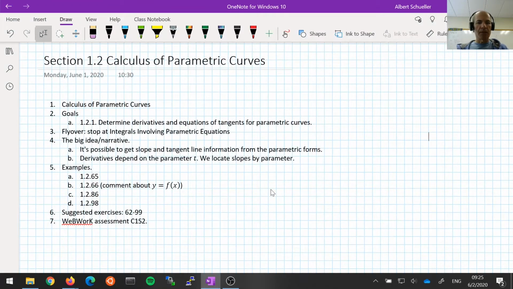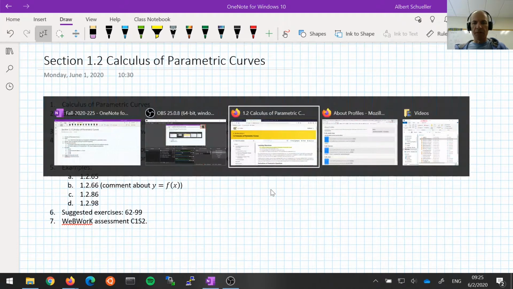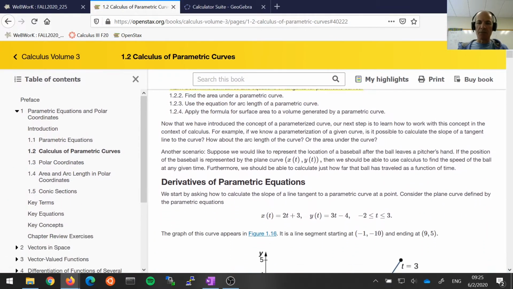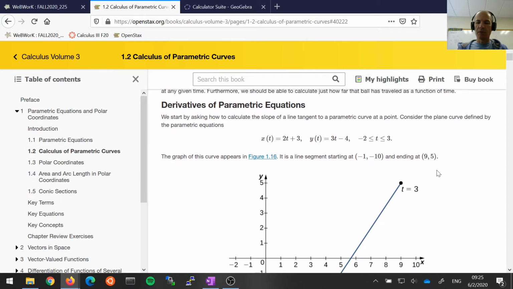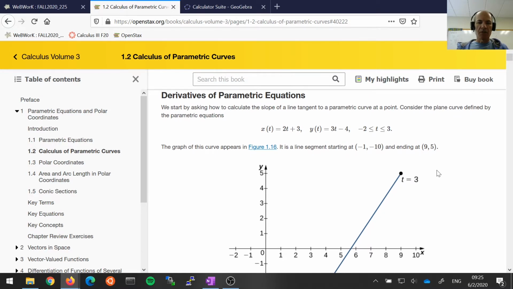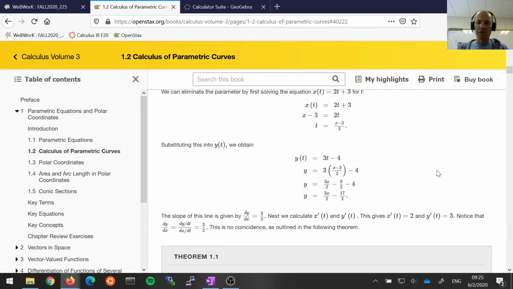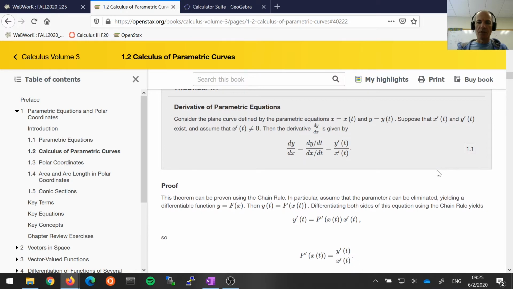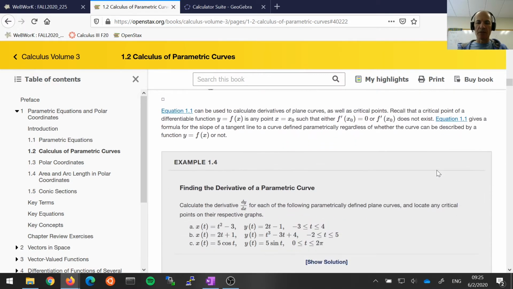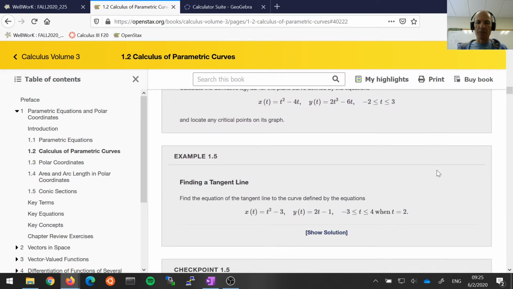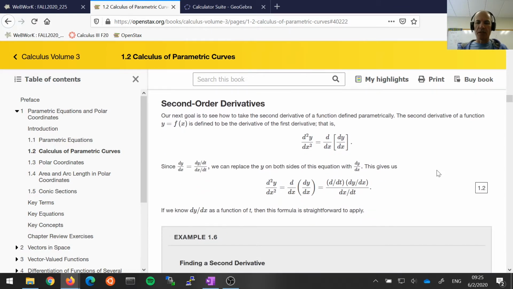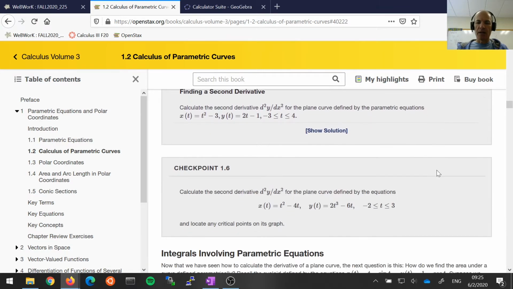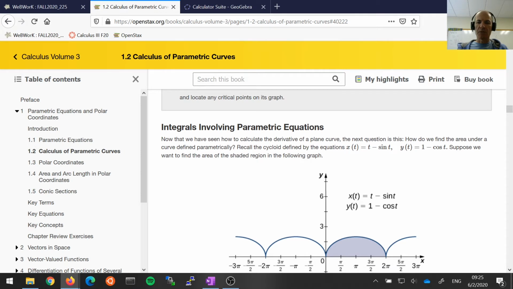Let's go to the textbook again and just do a bit of a flyover. If you go to section 1.2, you see this discussion of the derivative of a parametric set of equations, some examples. Then there's the second order derivatives, and then it continues on to integrals involving parametric equations. Stop here. This is as far as we're going.